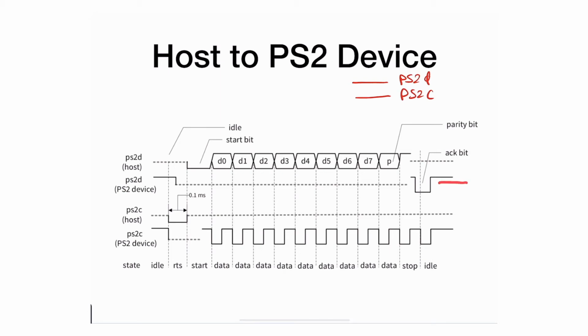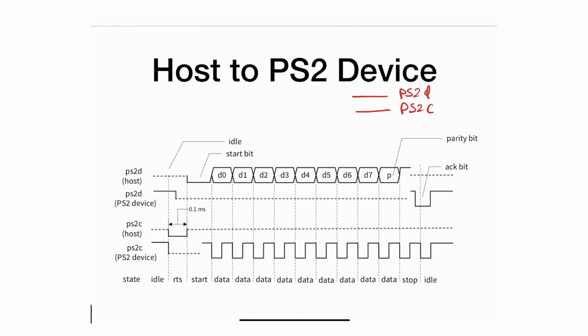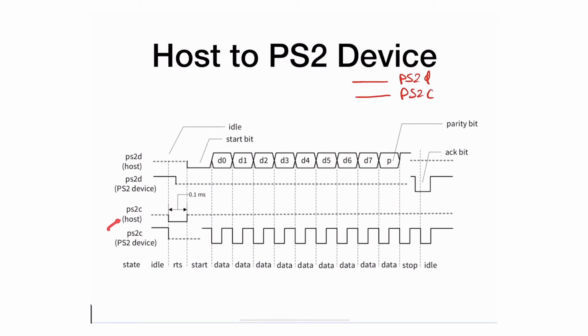Okay, from here, basically the device takes control over it. What I want you to pay attention to is for how long the host takes control of the clock signal. The host only takes control of the clock signal for a very short period of time. Again, the device is the one that generates the clock. We only utilize the PS2C on the host side. Basically, the host only takes the clock for a very short period of time just to indicate the RTS.